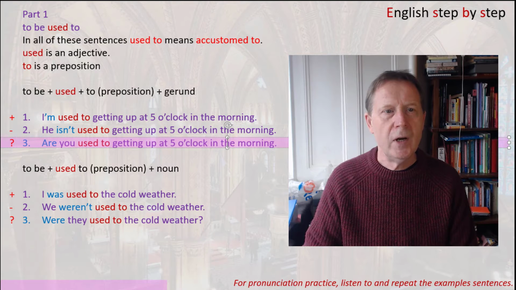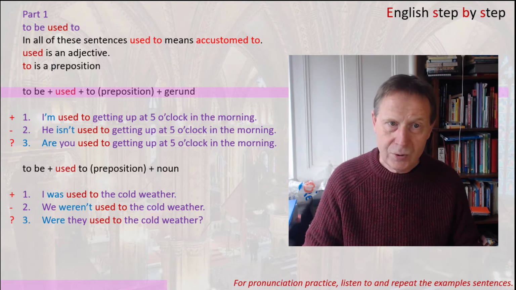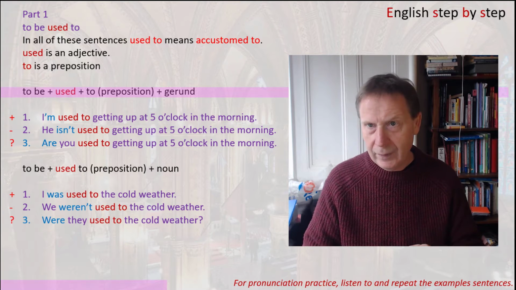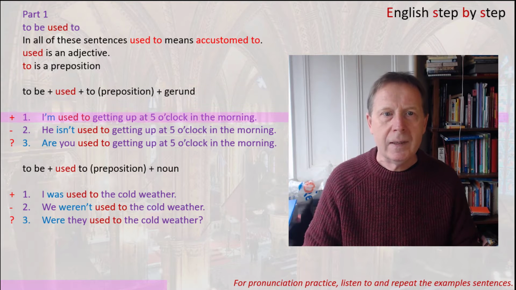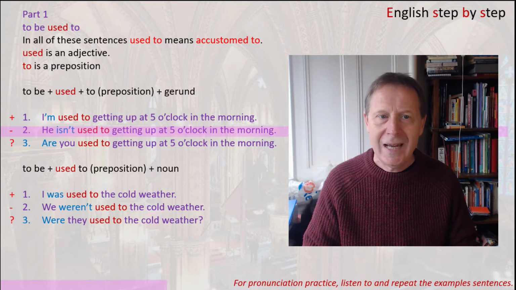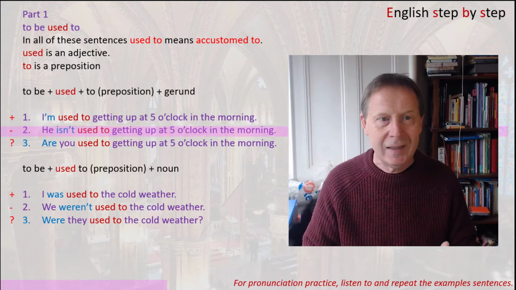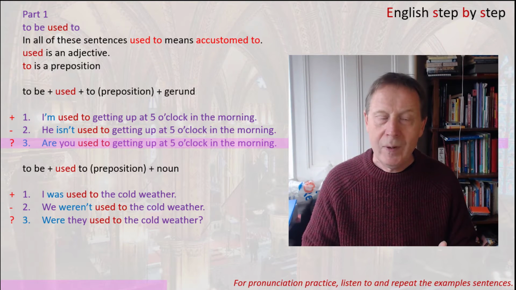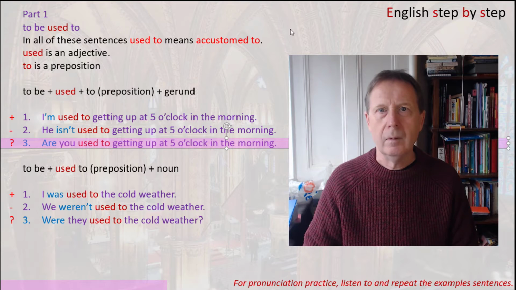So let's look at the structure. Here we have to be plus used plus to, and that's a preposition, plus a gerund. Now the gerund is ing, getting. So all of these are gerunds. So I'm used to getting, he isn't used to getting, are you used to getting? So we can use gerunds after the preposition. So that's the structure of the first 3 examples.